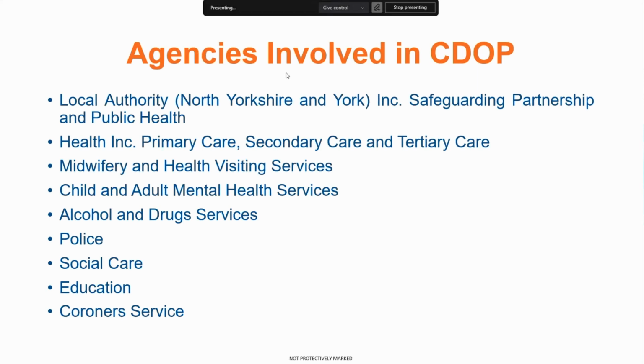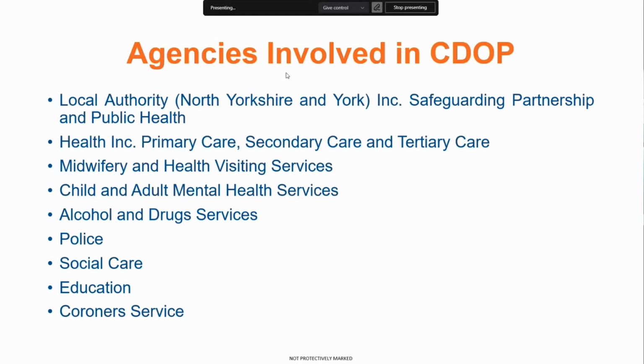The agencies who are involved in the CDOP process are quite wide ranging. So obviously we have the local authorities. These are North Yorkshire Council and also the City of York. This would also include the safeguarding partnerships for both of the areas and also public health. We also look at health generally. So this is primary care, secondary care and tertiary care. Midwifery and health visiting services are often involved in these as well. Child and adult mental health services, CAMHS, are always involved here as well. We also look to engage alcohol and drug services where those are relevant.